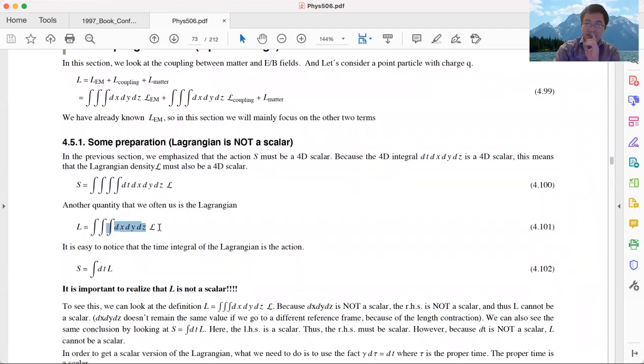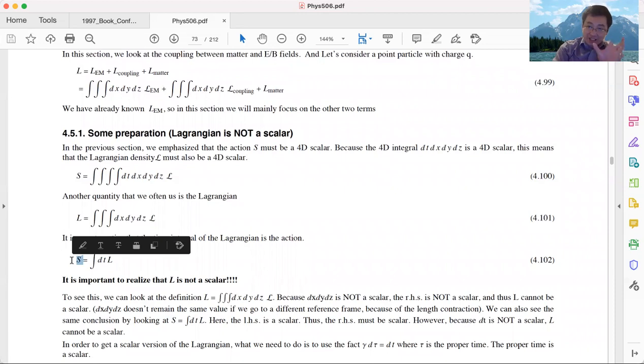Lagrangian density is a scalar, but Lagrangian is not a scalar. And this conclusion that Lagrangian is not a scalar can also be obtained by looking at this relation. We know that if we have Lagrangian, then we do a time integral of the Lagrangian, then we get action. That's the definition of action, the relation between Lagrangian and action.